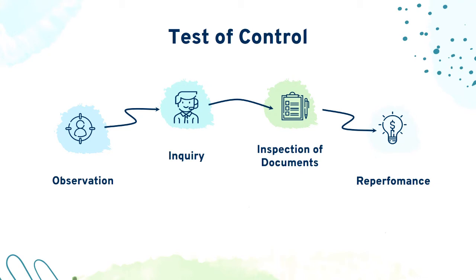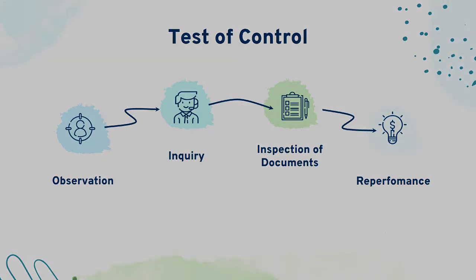Tests of control are performed in the following situation. Because auditors are satisfied that there are indications of effective internal control based on the result of the preliminary assessment of internal control. The second is availability of resources, like staff, and the third one is applying time to complete the test of control. The principle of test of control is as follows: first, the auditor will observe, meaning observation. Second, inquiry. Third, inspection of document, and the last one is performance. This principle will be explained in the next slide.